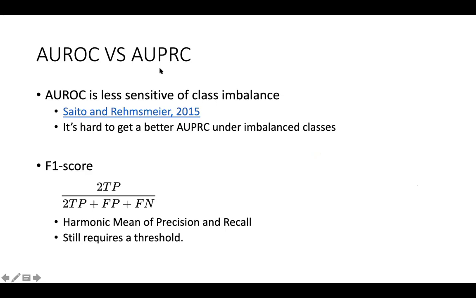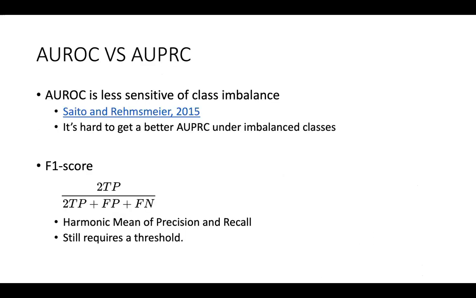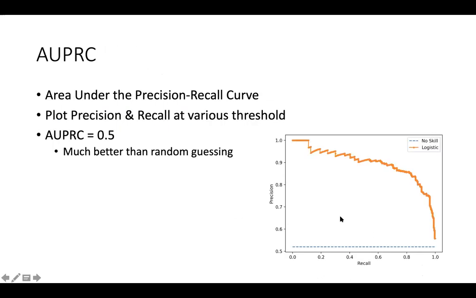But AUPRC on the other end is really hard to get better, really hard to get a 0.5 or 0.4 AUPRC when the class is severely imbalanced. If you think about it, you need to detect or retrieve the positive samples while maintaining very high precision scores, which is really hard. Think about a search engine, where recall and precision are more widely used in the search engine community.